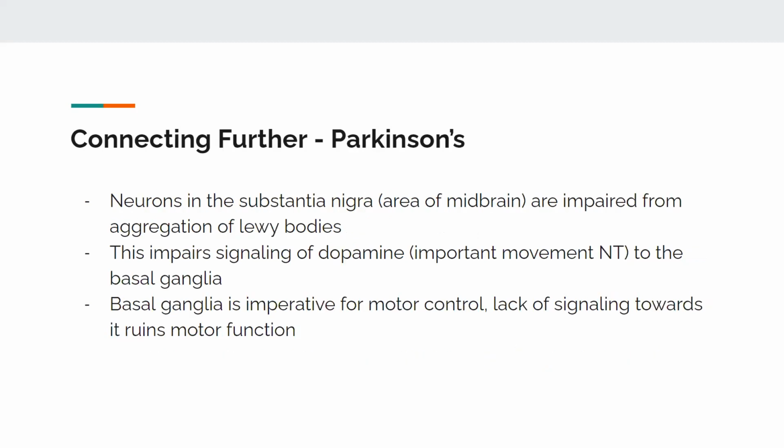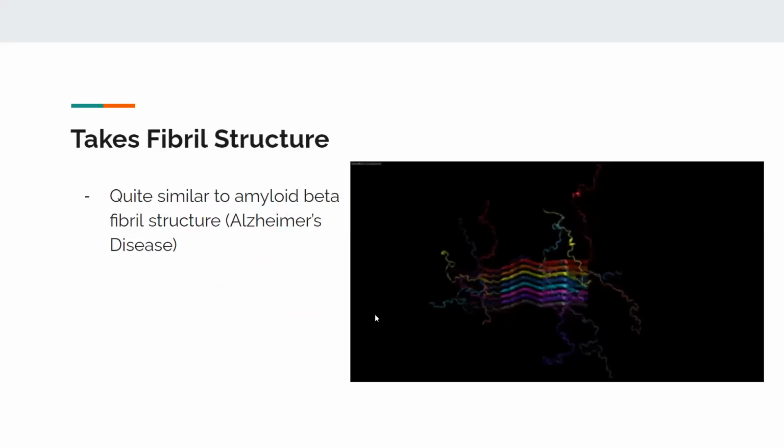Connecting this further with Parkinson's disease, there are neurons in the substantia nigra, which is an area of the midbrain, and they're impaired from the accumulation of the Lewy bodies. This impairs the signaling of dopamine to the basal ganglia, and the basal ganglia is imperative for motor control. So if you have less signaling towards that, it ruins the motor function. And it only continues to get worse as more and more accumulation happens.